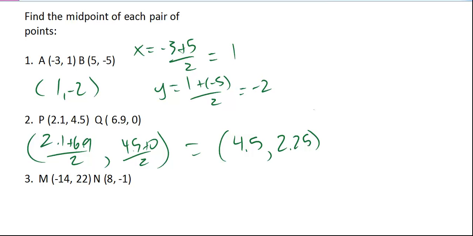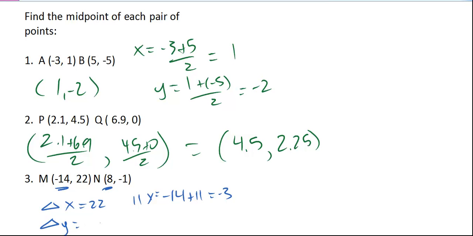No big deal. Okay, and this third one I am going to do a little bit differently. Let's say I want to do it with the distance thing. So how far is it from negative 4 to 8? That change in x is 22, which means half of that is 11. So if I take negative 14 and add 11, I get negative 3. That should be my x-coordinate, right?